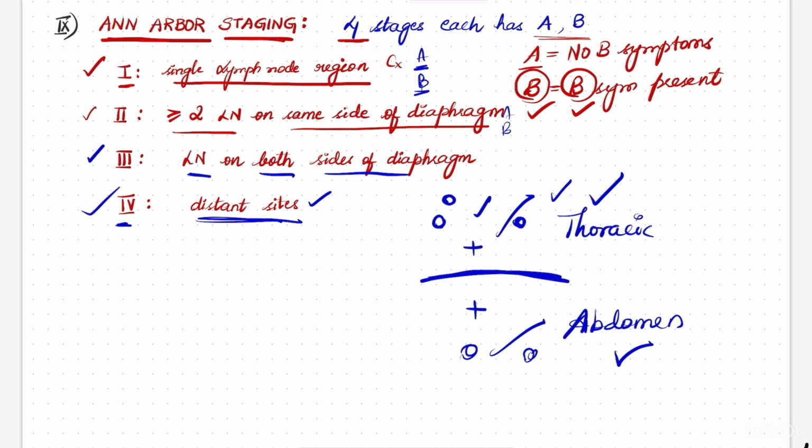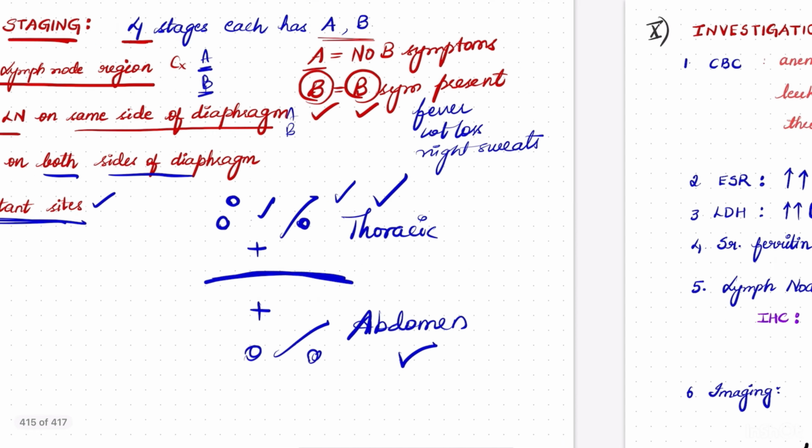B means B symptoms are present. What are the B symptoms? Fever, weight loss, night sweats. These are the B symptoms. This is about the Ann Arbor staging of Hodgkin's lymphoma.